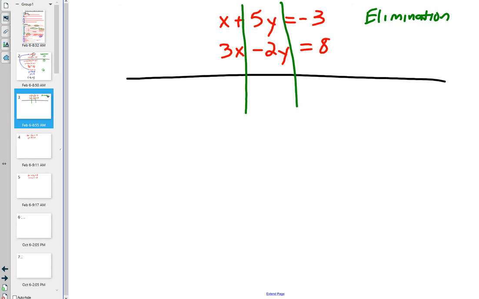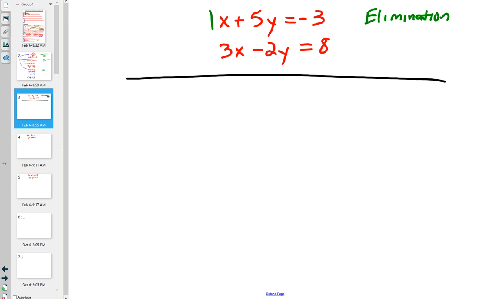This is how we're going to make them match. You can make whichever variable you want match. It doesn't matter. Just one of them has to match because that's how we're going to get rid of them. Let's look at the x's first. What does the x on top have in front of it? A 1. What does the x on the bottom have in front of it? 3.